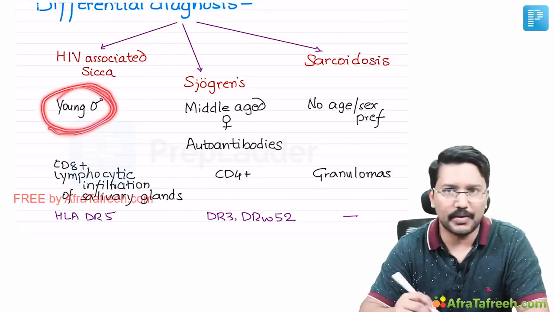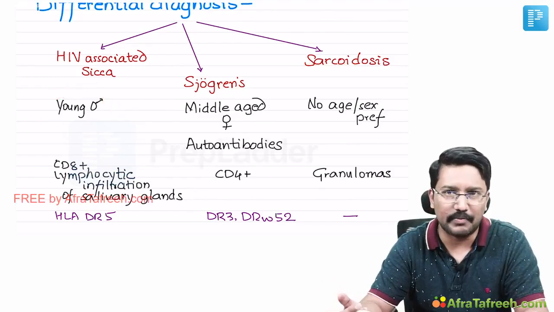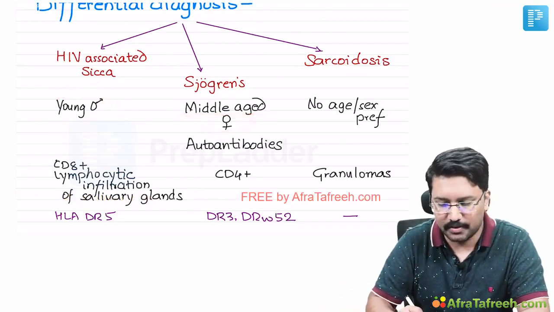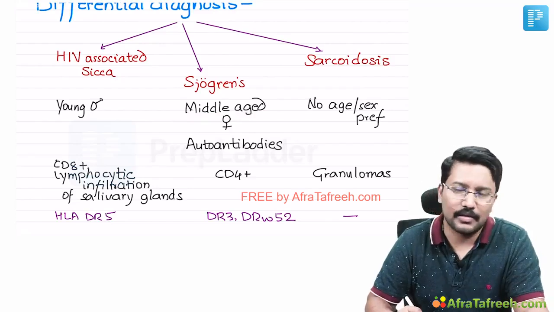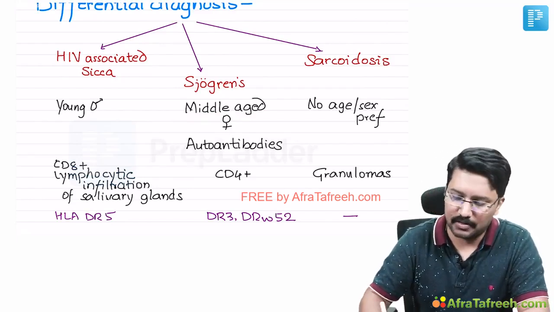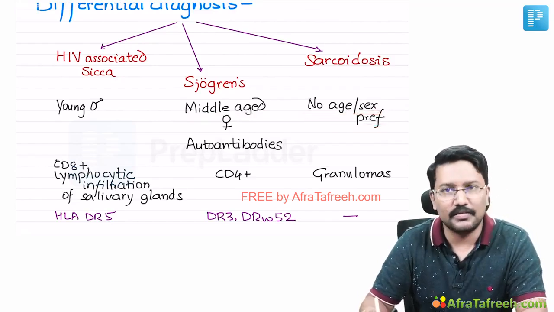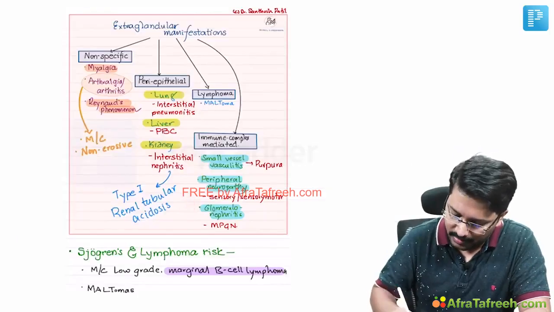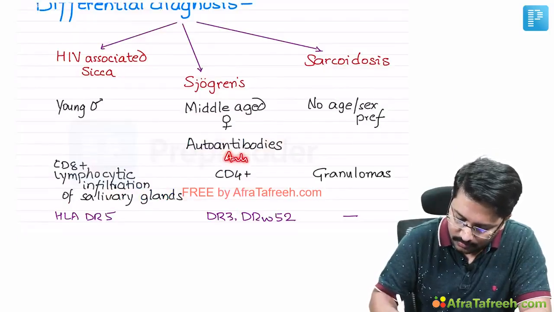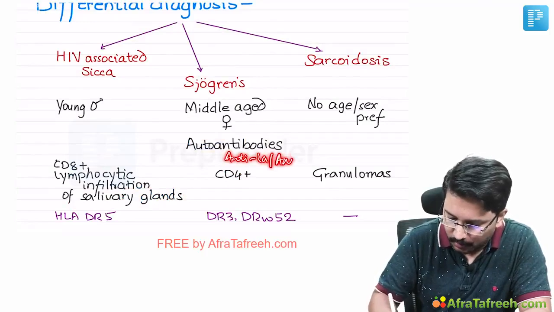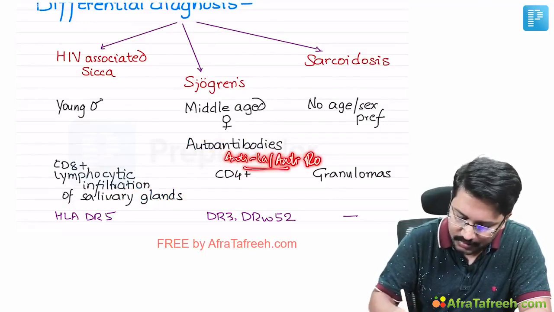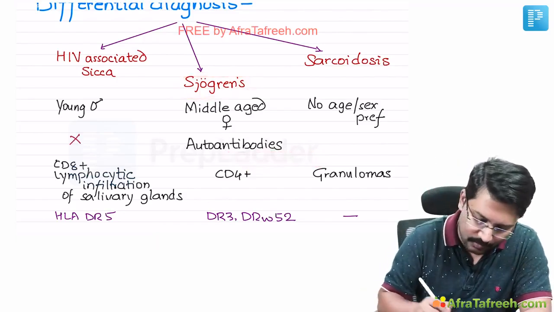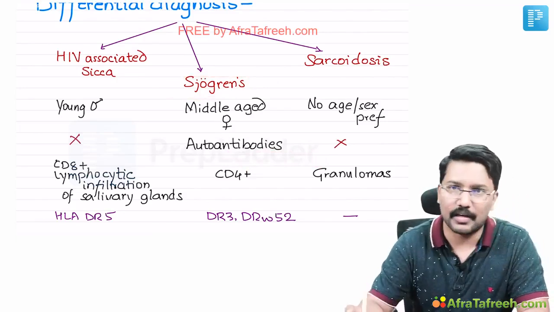Okay, if you look at HIV associated Sjogren-like manifestations, usually the disease mainly affects young males, right? Young males. Obviously, young males are more prone to develop the HIV infection per se, right? In case of Sjogren's, we already know it is middle-aged women who are more affected. And if you talk about sarcoidosis, there is not much of an age or gender predilection, right? Then, autoantibodies, which are anti-La or anti-Ro, are very characteristically associated with Sjogren's. We don't see autoantibodies in case of HIV associated Sjogren-like syndrome as well as sarcoidosis.